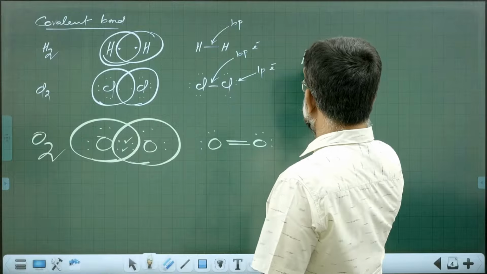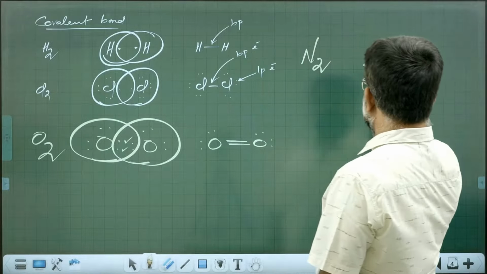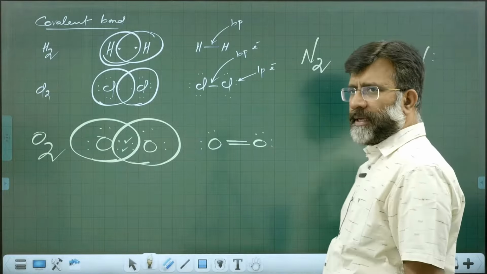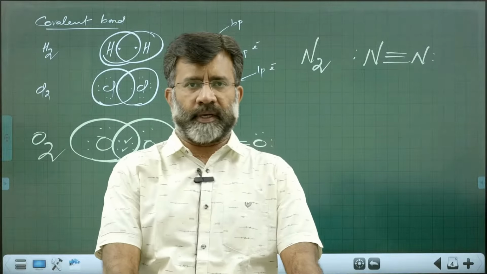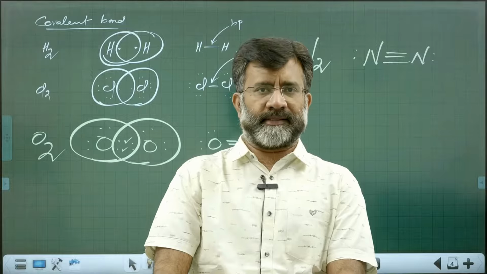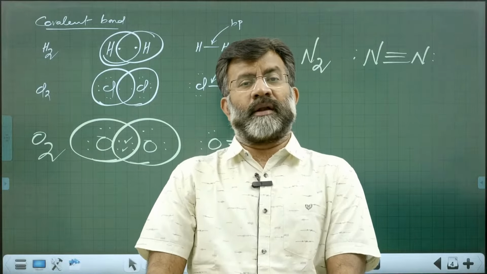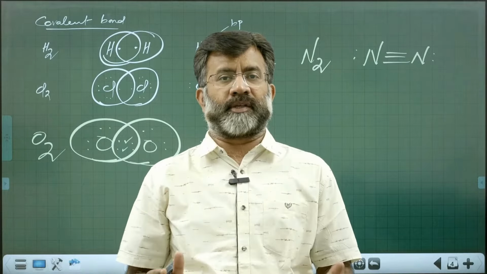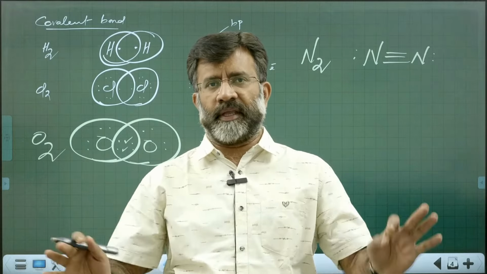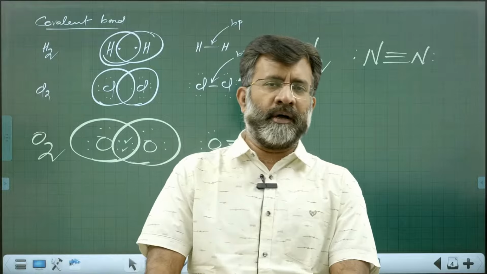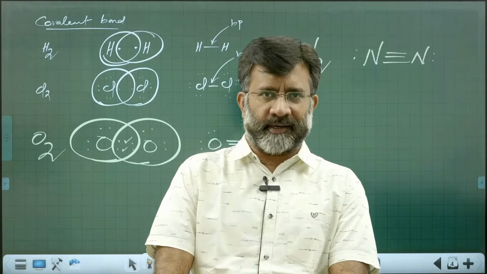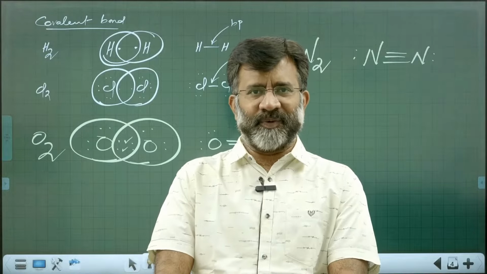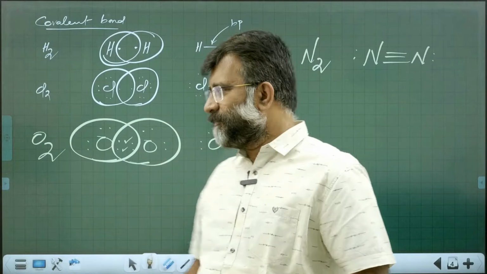Similarly, when you try the N2 molecule, all of you know it is an N triple bond N with a lone pair on each nitrogen atom, like this. So understanding how to draw the Lewis electron dot structure is very, very important. How to draw the Lewis electron dot structure in covalently bonded molecules? That is very, very important, right?